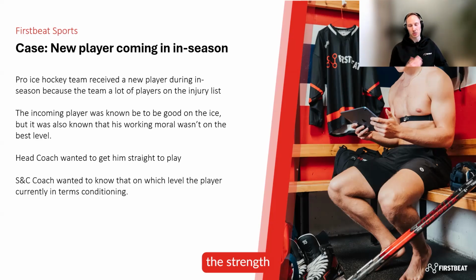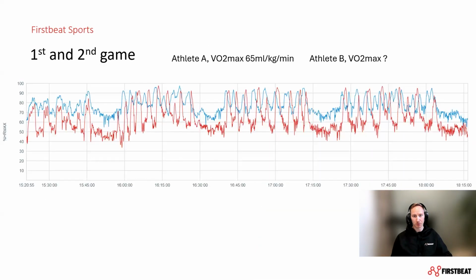And of course, the strength and conditioning coach wanted to know on which level the player is currently in terms of conditioning to make the load progression right for him, and to plan his further progression in the team. The S&C coach started to evaluate the athlete by looking at his game data. He compared the athlete that came in, so we are talking about him as the athlete B in this webinar, to the athlete A, which he knew was in a good shape.